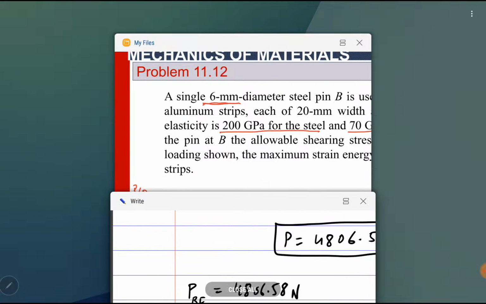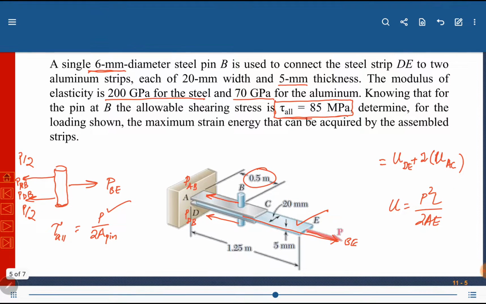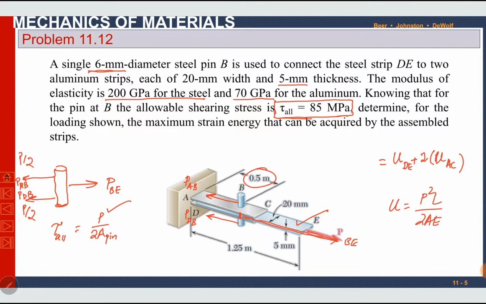In this diagram we can see here is pin. From pin to the load application point we have calculated length for plate BE. Actually it is plate DE, but part DB is actually under no load. Similarly for the aluminum plates, part AB is under load between fixed point and between pin. Similarly this plate is under load between point D and point B.